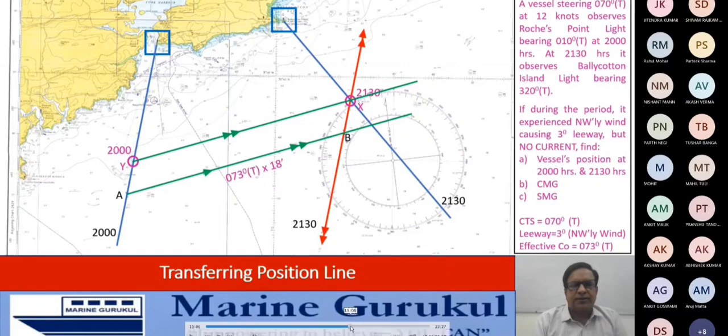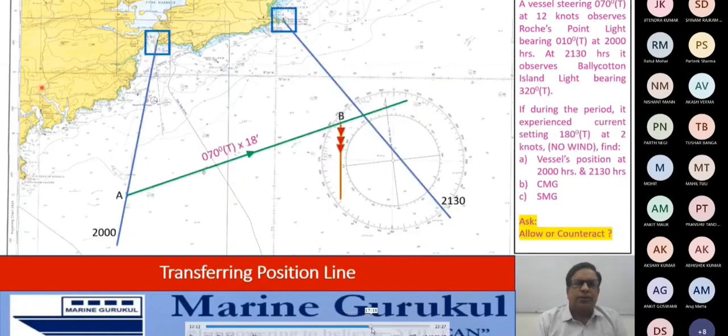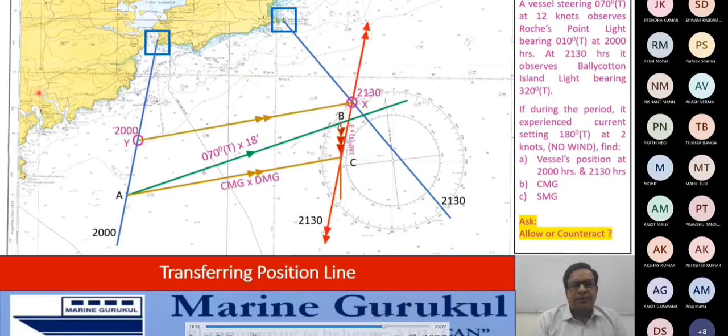And then after this, in the next example, we took some current. And in the case of current, we made this course, distance and current vector triangle, found out position C and transferred the PL here, got our 2130 fix and then reproducing it backwards, 2000 fix. So this is what we had done in the last lecture. Now we will be proceeding to transferring of the position line with wind and current both.